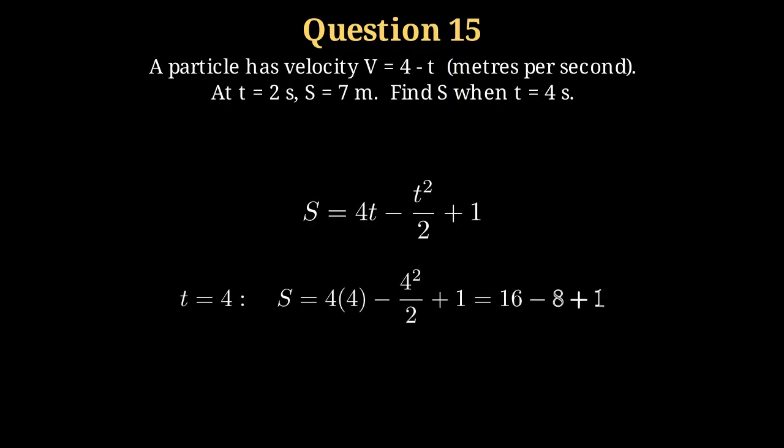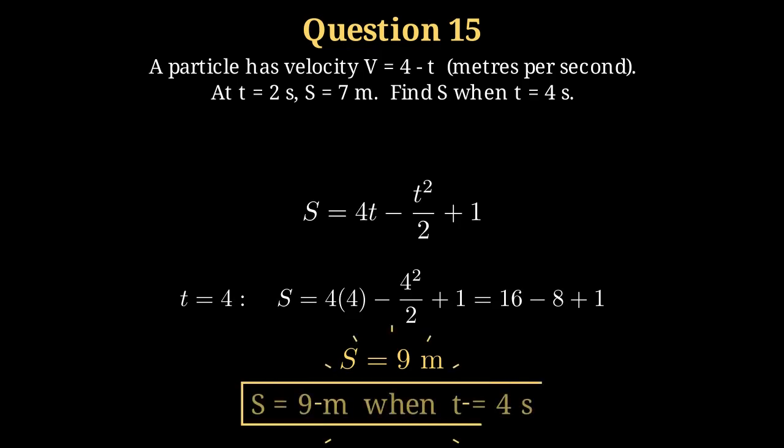Finally, put t equals 4. 4 times 4 is 16, and 4 squared over 2 is 8. So s is 16 minus 8 plus 1. 16 minus 8 is 8, plus 1 is 9. So the distance is 9 meters. So our answer is 9 meters, when t is 4 seconds.